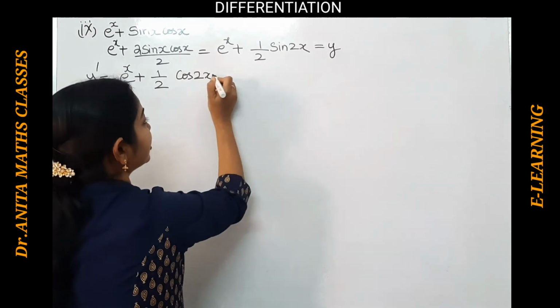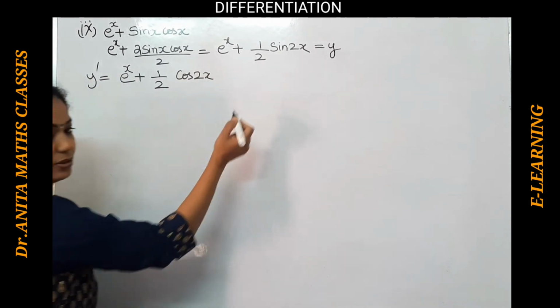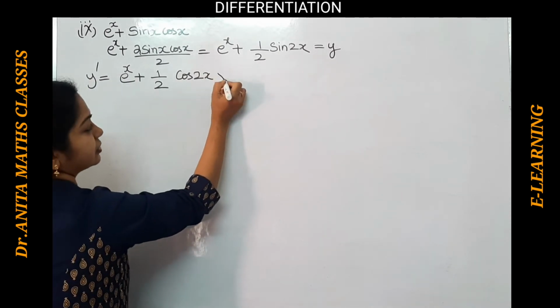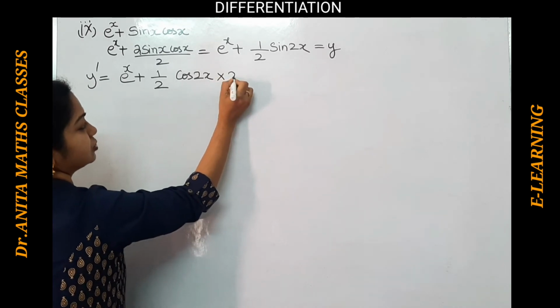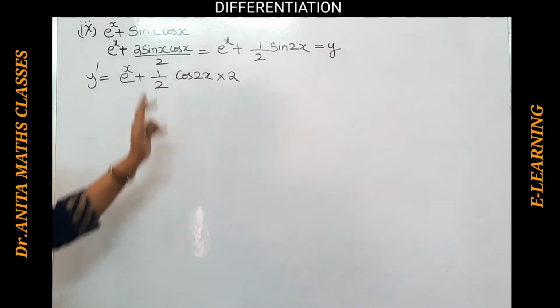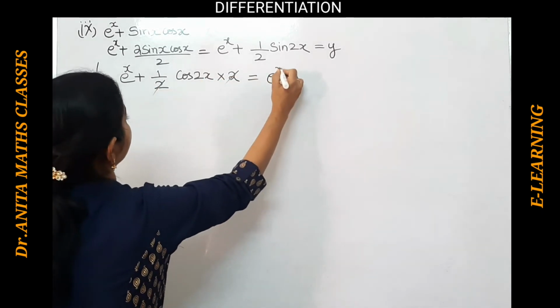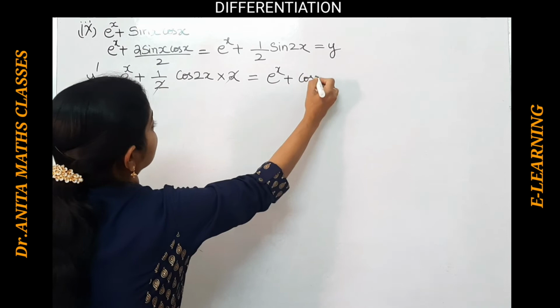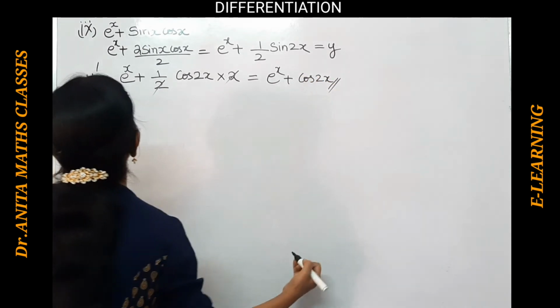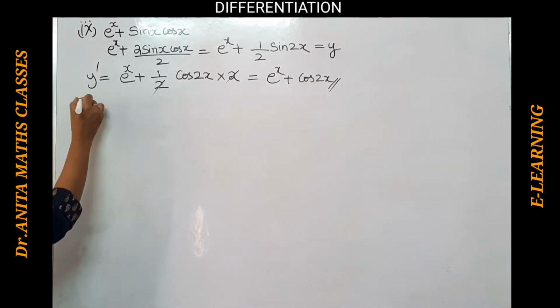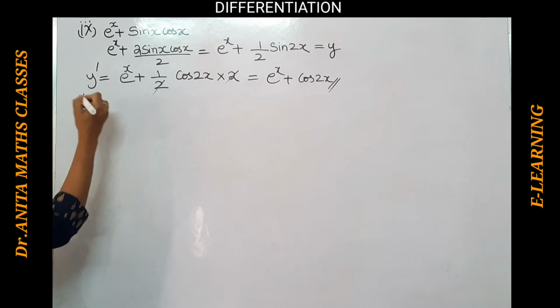So further we have to do the derivative, the chain rule. The derivative of 2x is just 2. Yes, the constant comes out, so we can cancel it off since it is multiplied. e to the power of x plus cos 2x is the final answer. Right. Now let's do the next problem.